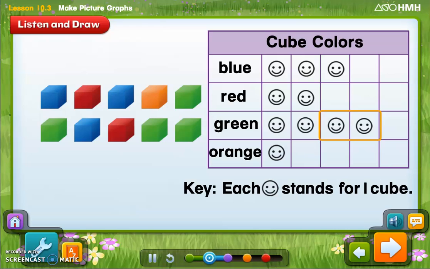Did we show all the cubes in the graph? Let's check. There are 3 blue cubes, and we have 3 smiley faces in the blue row. There are 2 red cubes, 4 green cubes, and 1 orange cube.